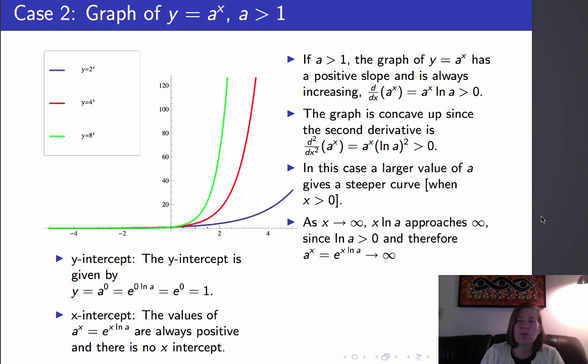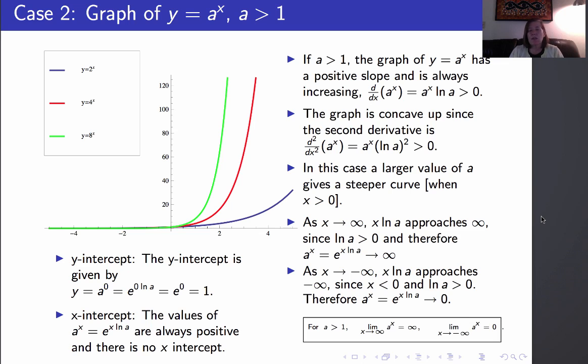As x approaches infinity, x times the natural log of a approaches infinity because the natural log of a is positive, and therefore a to the x, which is e to the x times the natural log of a, also approaches infinity. And as x approaches negative infinity, x times the natural log of a is negative, and therefore a to the x, which is e to the x times the natural log of a, tends to 0.